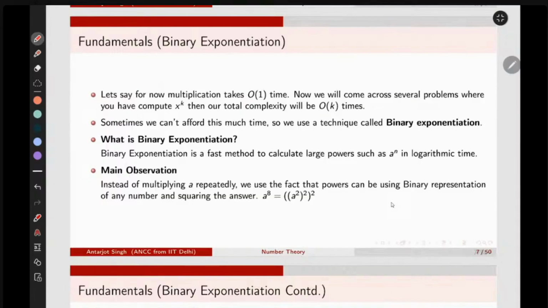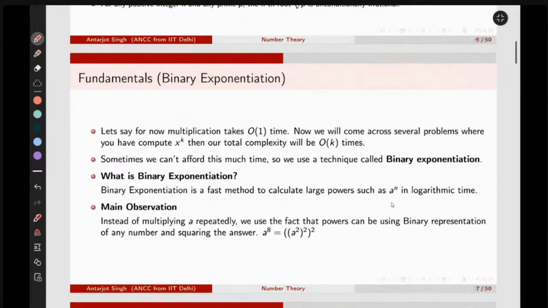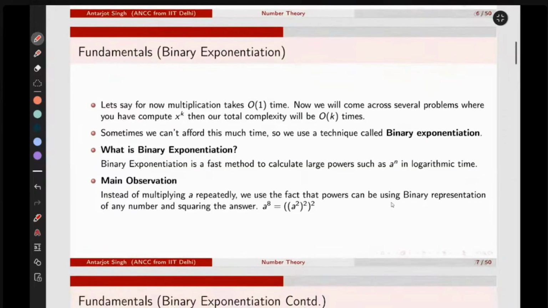So to improve this, we are going to use some observation, not a very big deal, but just an observation. I hope everyone knows how to convert a number to its binary form, right? So let's say you have 2 to the power 13. So 2 to the power 13 can be written in binary form, I guess this, if I'm not wrong.